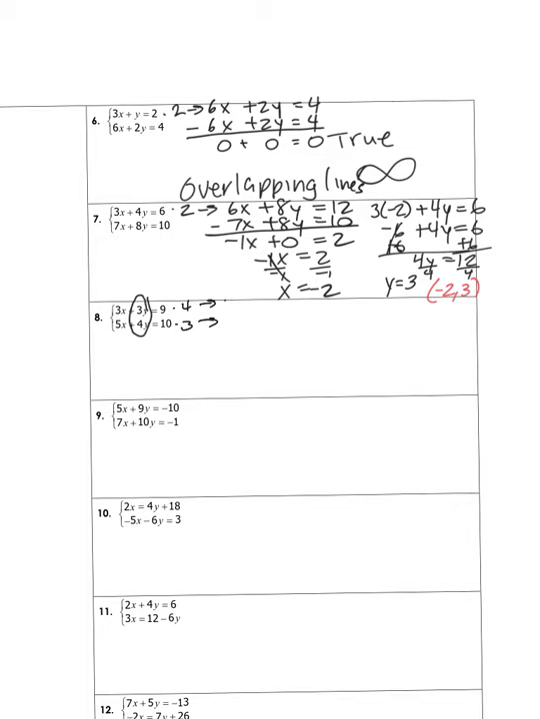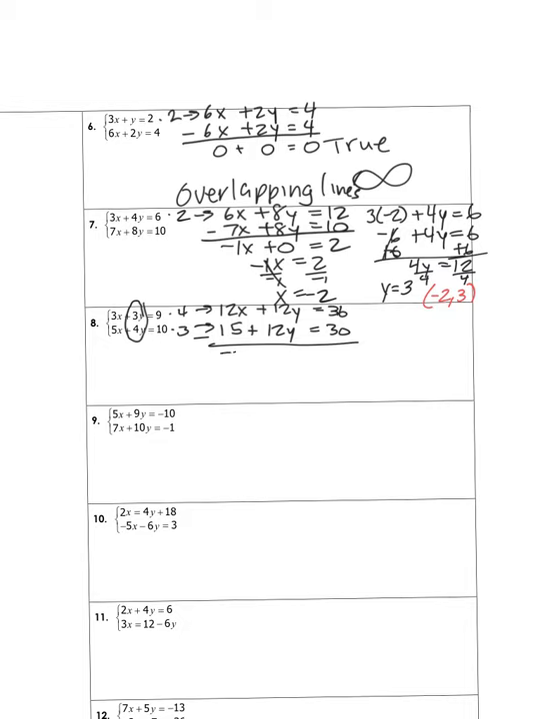So let's see what this looks like. 12x plus 12y equals 36. And 15x plus 12y equals 30. Okay. Now I'm going to subtract. So 12x minus 15x, that is negative 3x. The y terms cancel. And 36 minus 30 is 6. The 0 goes away. Divide by negative 3 on both sides. And x equals negative 2.